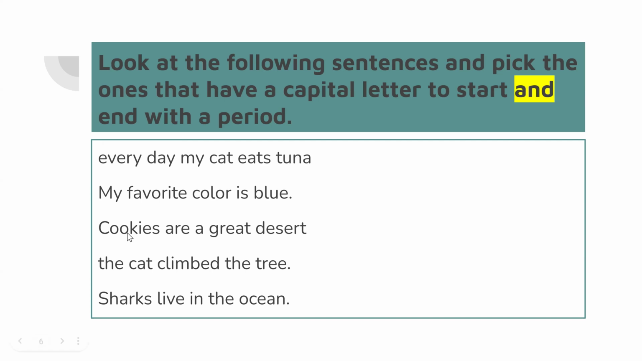The third one says, cookies are a great dessert. The fourth sentence says, the cat climbed the tree. And the last sentence says, sharks live in the ocean. So just take a minute or two, or however long you need, to pause the video and find the sentences that start with a capital letter and end with a period.